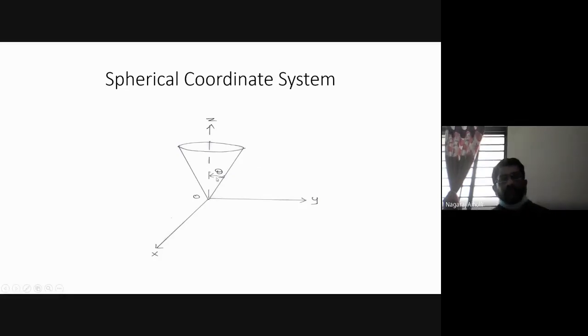Now tell me, students, if this cone rotates by an angle of 360 degrees. Suppose we consider the reference angle as 0 degrees. If it starts from here, it makes one complete revolution and comes back to its original position. It is 360 degrees. Now if it is 360 degrees, how much will be the angle theta?